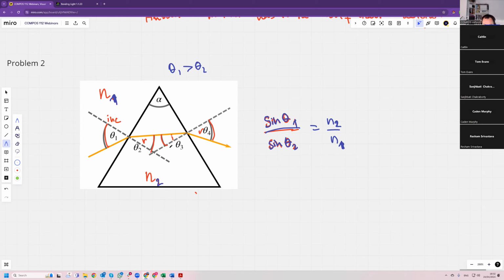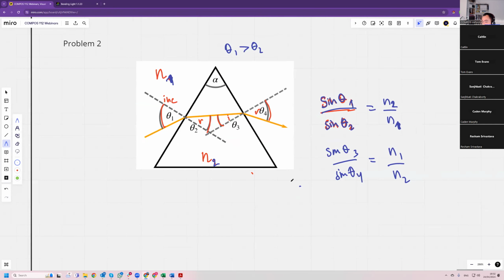For the second boundary, I can write that sine θ3 divided by sine θ4. Now, this θ3 is the smaller angle, θ4 is the bigger angle. So I need the smaller divided by the bigger one. So it's n1 divided by n2. And then I can use these formulae to express, for example, θ4.